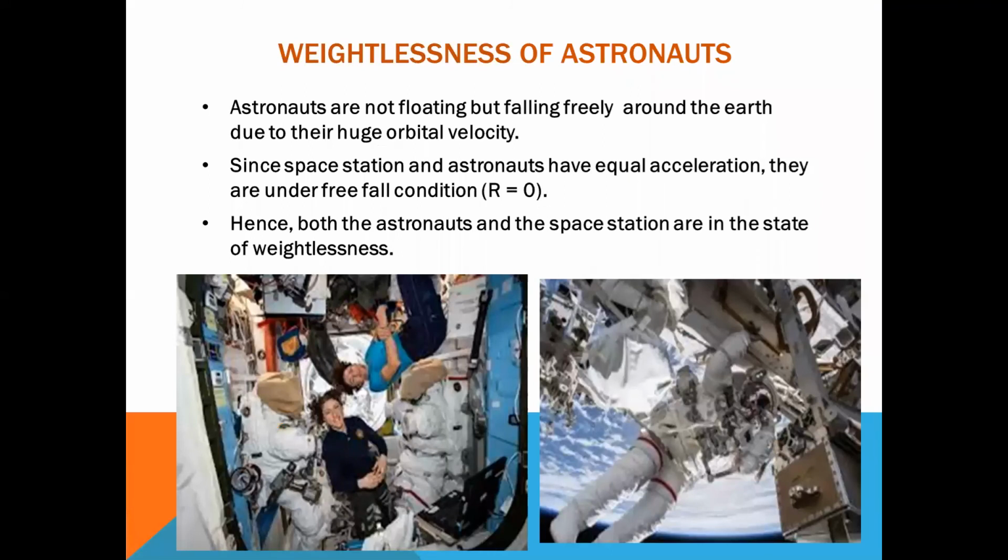Next one is weightlessness of astronauts. Astronauts are not floating but falling freely around the Earth due to their huge orbital velocity. Since the space station and astronauts have equal acceleration, they are under free fall condition where R is equal to 0. Here, both the astronauts and the space station are in the state of weightlessness. They seem to be floating, but they are not floating. There seems to be no gravity, but it's not like that. There is a little amount of gravity there in space.